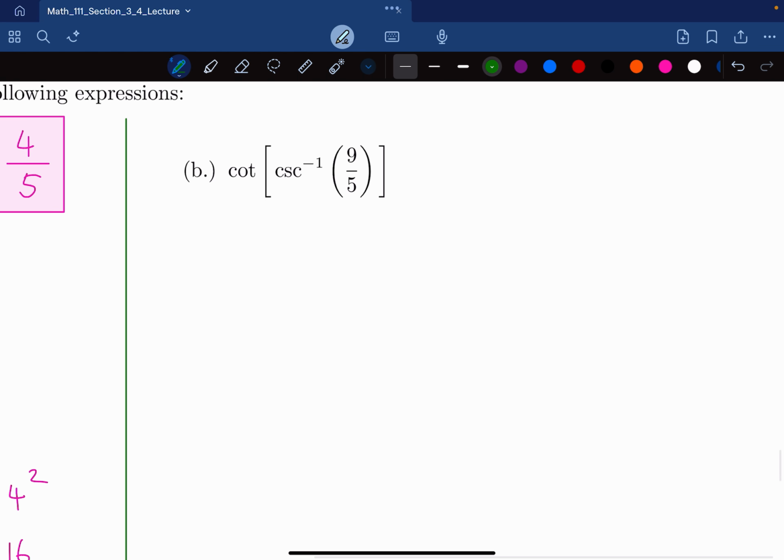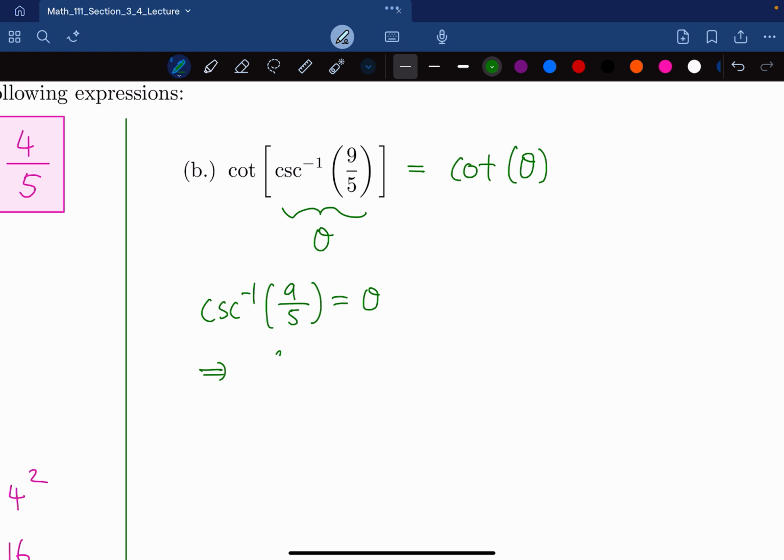It's a similar idea here. We're going to go ahead and take that inside part but let that be theta. After doing so, the question becomes cotangent of theta. Well, start with cosecant inverse of 9/5 equals theta. If you apply the definition here, then 9/5 is equal to cosecant theta.